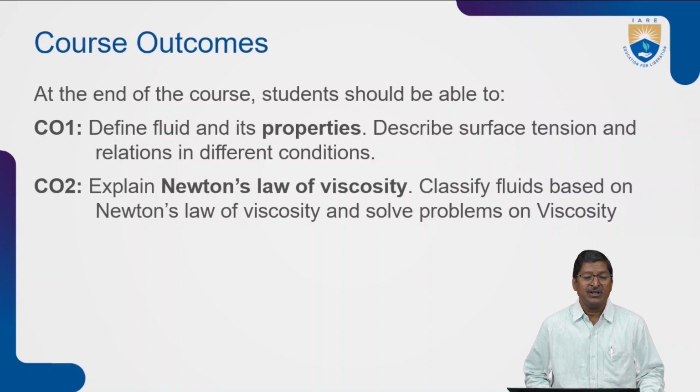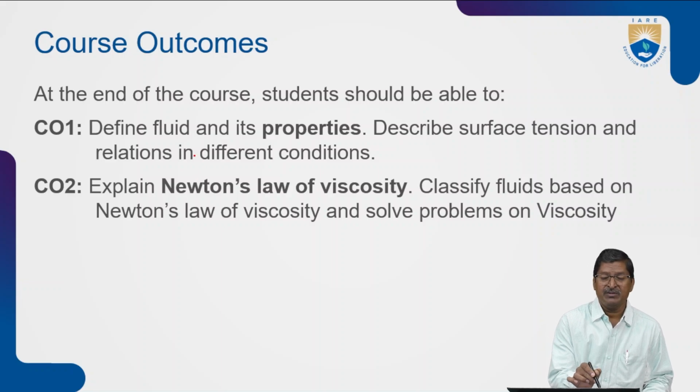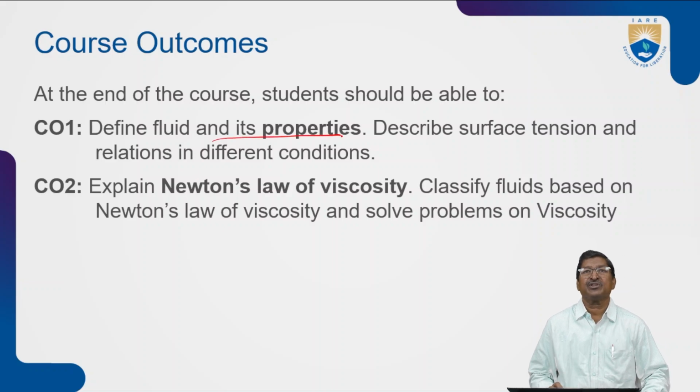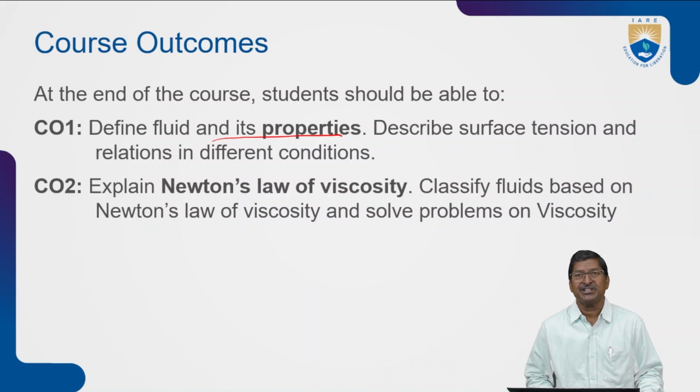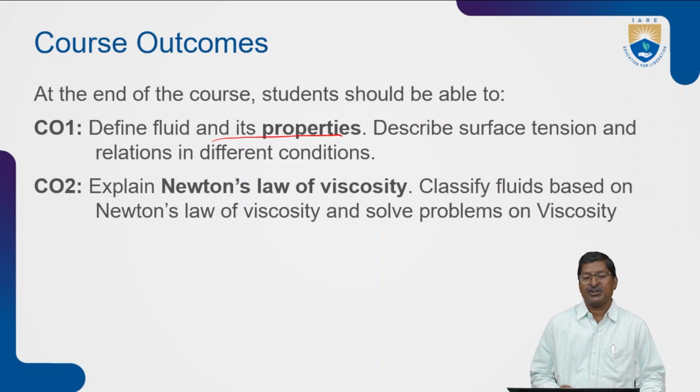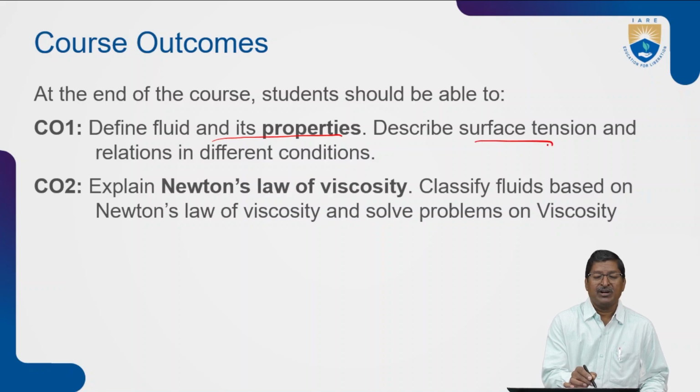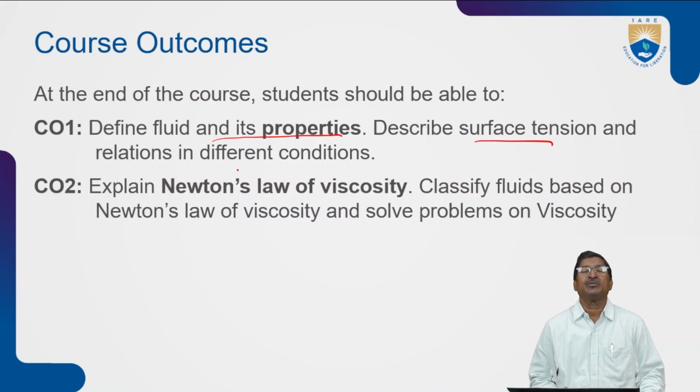Course outcome 1 belongs to the properties of fluids. Properties of fluids means how a fluid behaves, what its density and viscosity are, and all the properties we will understand. Also surface tension at different conditions will come under course outcome 1.